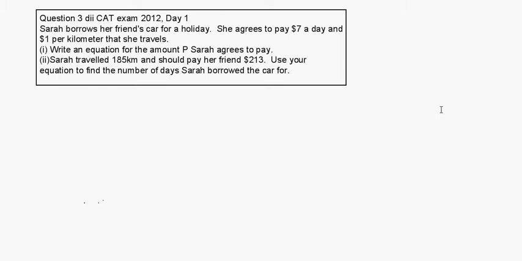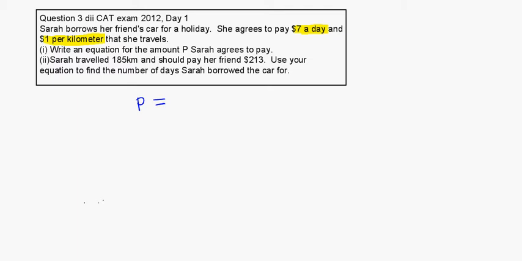So they've asked us in the first part, write an equation for the amount Sarah agrees to pay. So we're looking for P, the amount that she agrees to pay, in terms of, well, we're not sure, but what have they talked about? We've said $7 a day and $1 per kilometer.